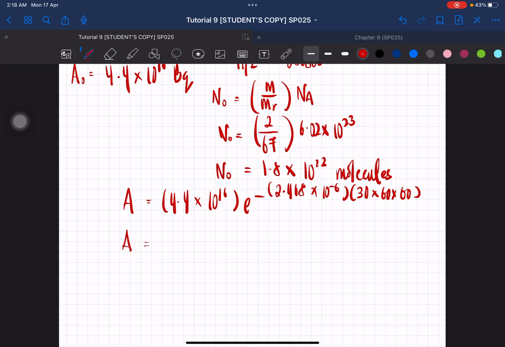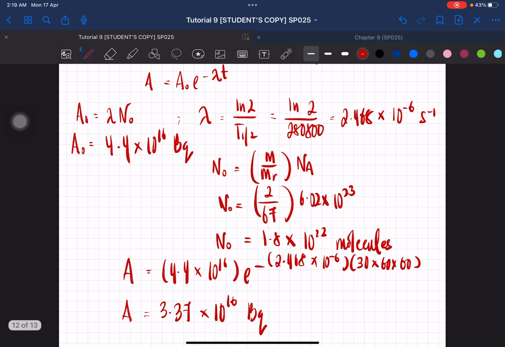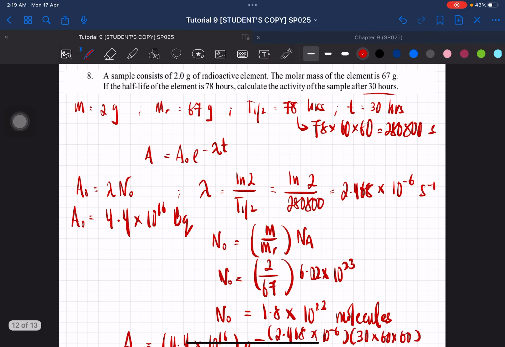And you should get... let me just quickly calculate it because I'm not sure if I'm doing it correctly, but I think I am. Negative 6, 30, 60, 60. So you will get 3.37 times 10 to the power of 16 becquerel. Okay, all right, so that is how you solve question number 8.